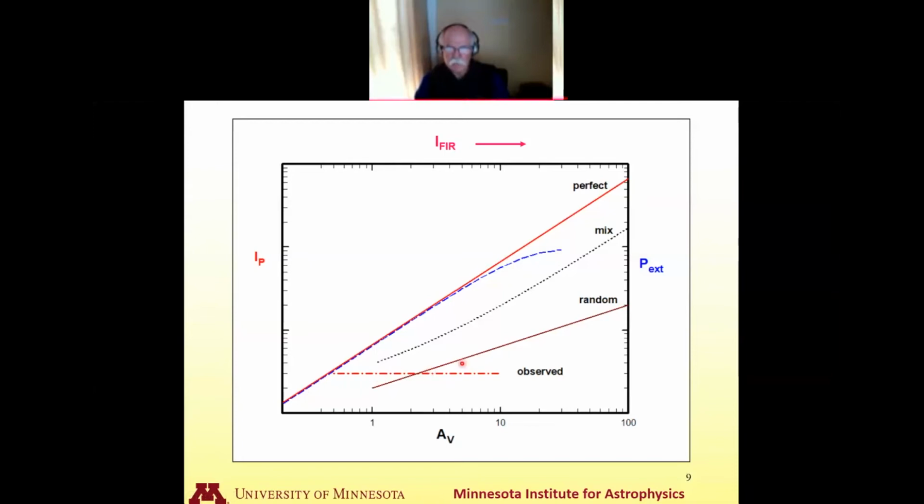Now, if we have a totally random magnetic field along the line of sight, believe it or not, the polarization in extinction and the polarized intensity do increase with increasing column depth, but only as the square root of the column depth, not linearly. And if you make a mix of those, you get something like this. And this is what we see a lot of places. But this is also what we see in many directions. How can that be? Well, let's look at that for a moment.